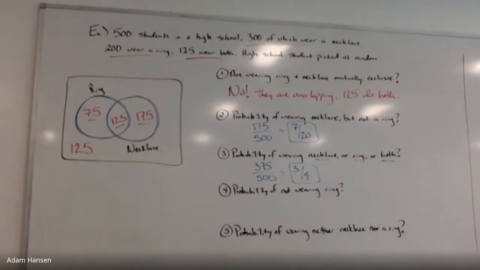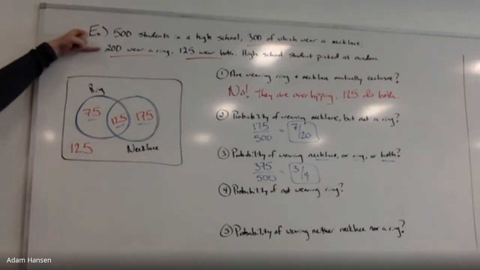Destiny, here's the tough one. How many students do not wear a ring? That's the next question. I want to find the probability of not wearing a ring. That's those that wear neither. Okay, let's try this, Destiny. How many students do wear a ring? Oh, 200. So how many students don't wear a ring? If 200 do and there's 500 total, how many don't? 300. Now, how can I get to 300?